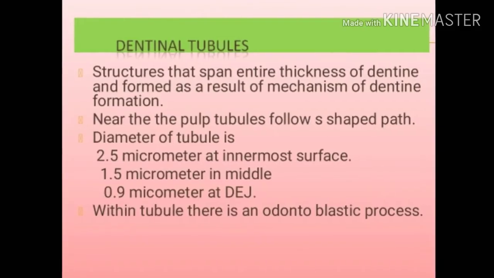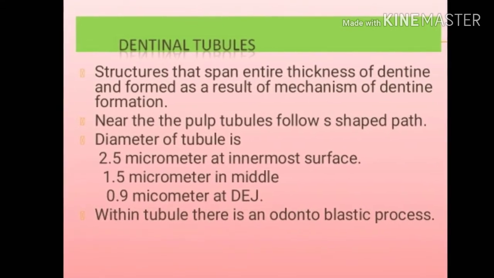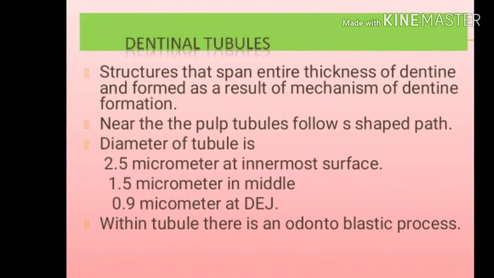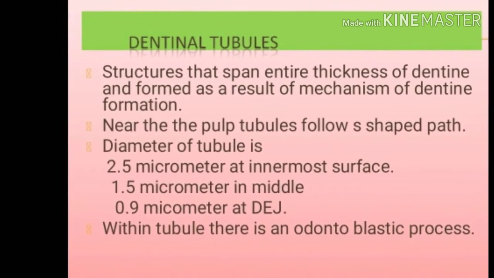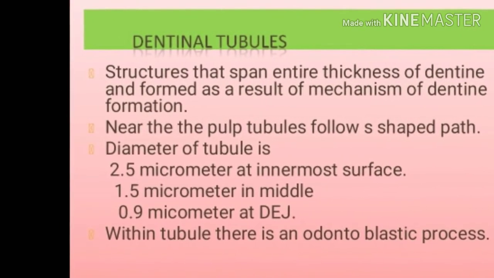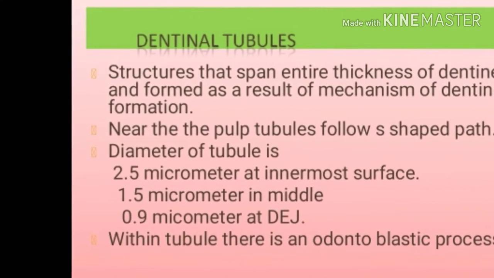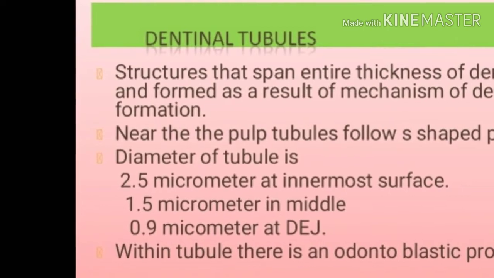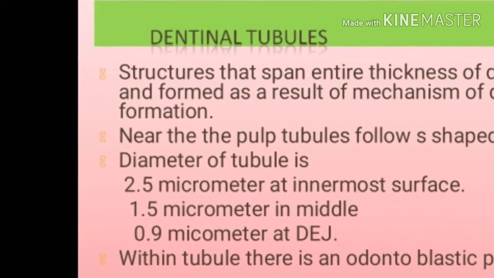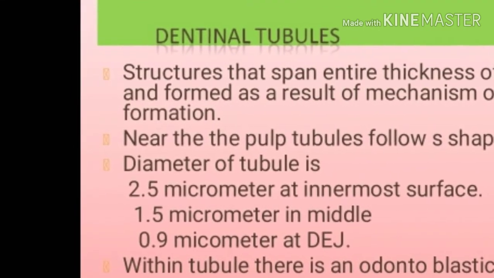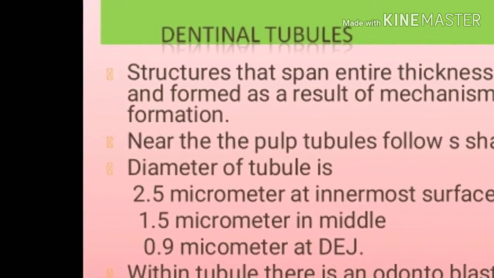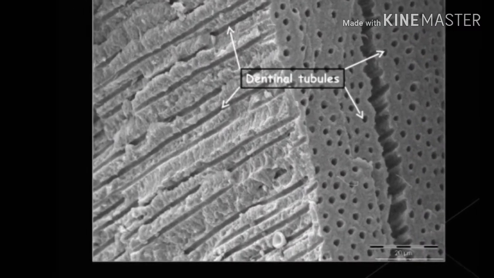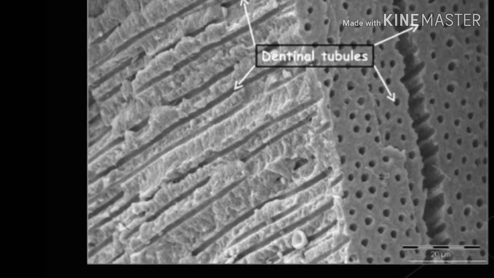Dentinal tubules. Structures that span the entire thickness of dentin and are formed as a result of the mechanism of dentin formation. Near the pulp, tubules follow an S-shaped path. Diameter of tubule is 2.5 micrometer at the innermost surface, 1.5 micrometer in the middle, and 0.9 micrometer at the dentino-enamel junction. Within the tubule, there is an odontoblastic process. The figure shows the dentinal tubules.